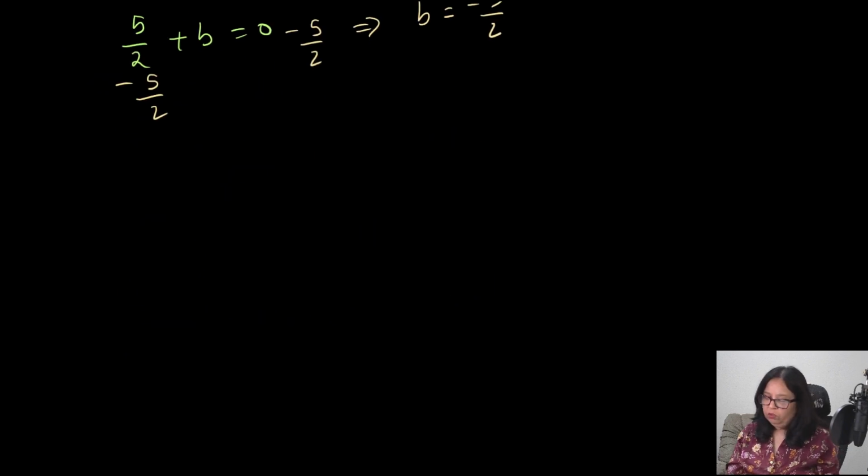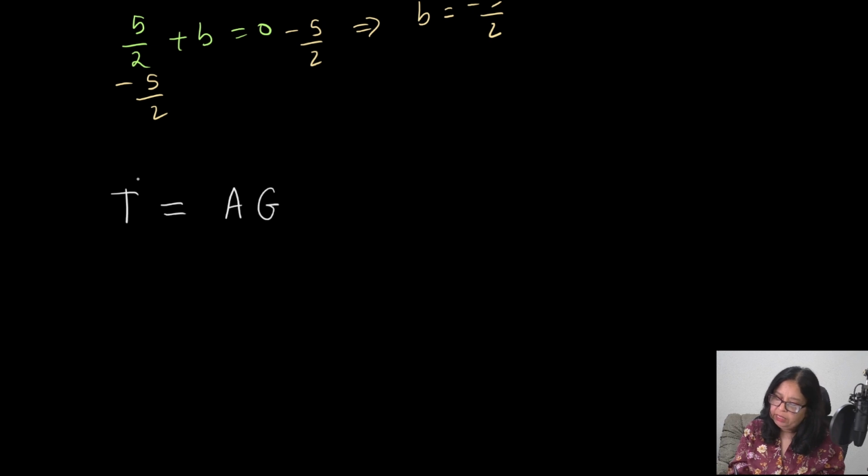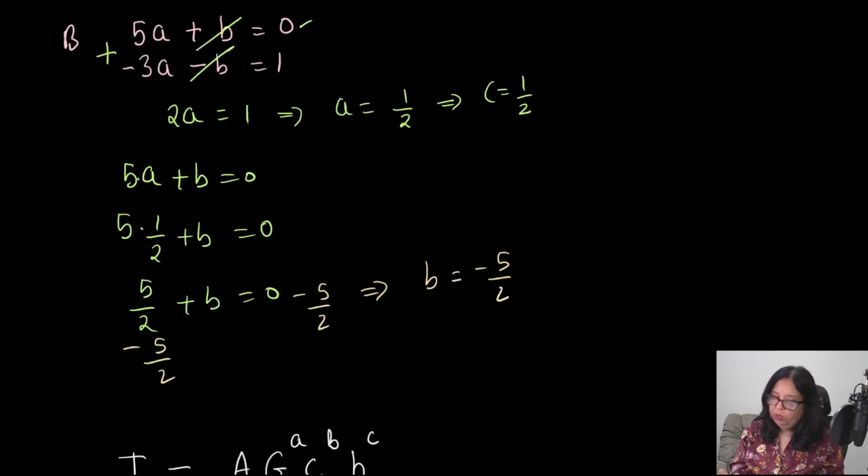So what was my equation? I wrote my equation as T equals A times G to the power A, C to the power B, and then I had H to the power C. I said A is equal to 1/2.